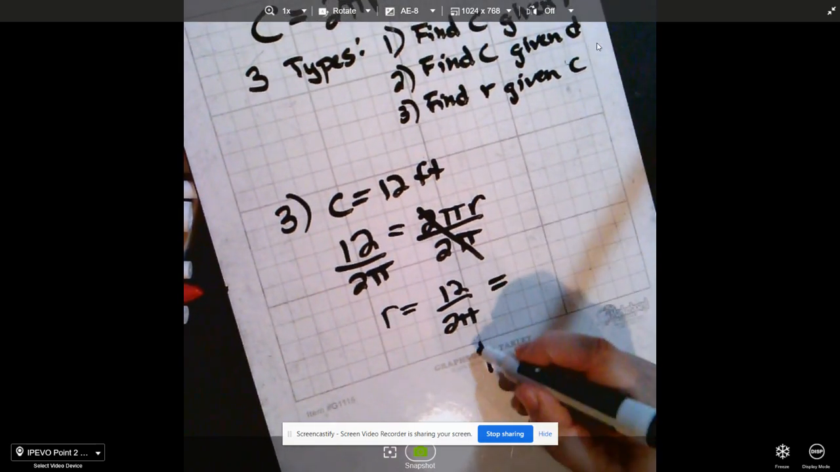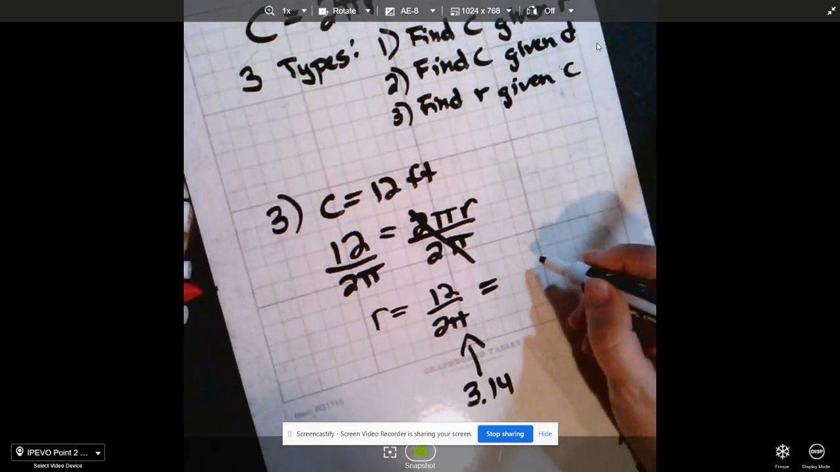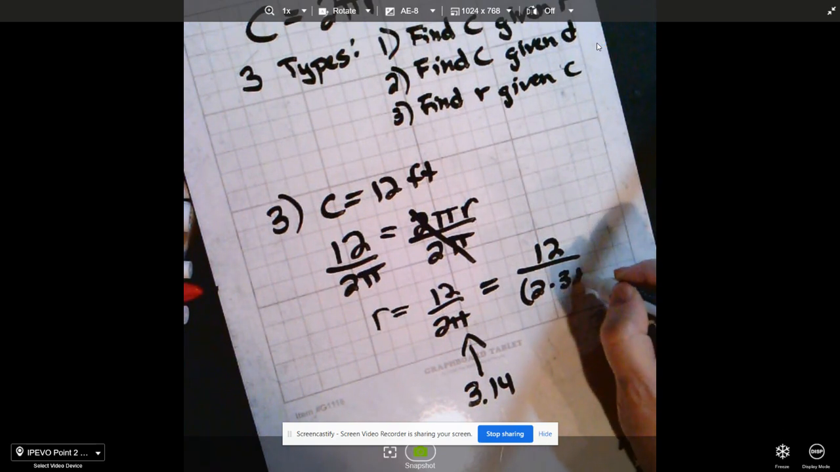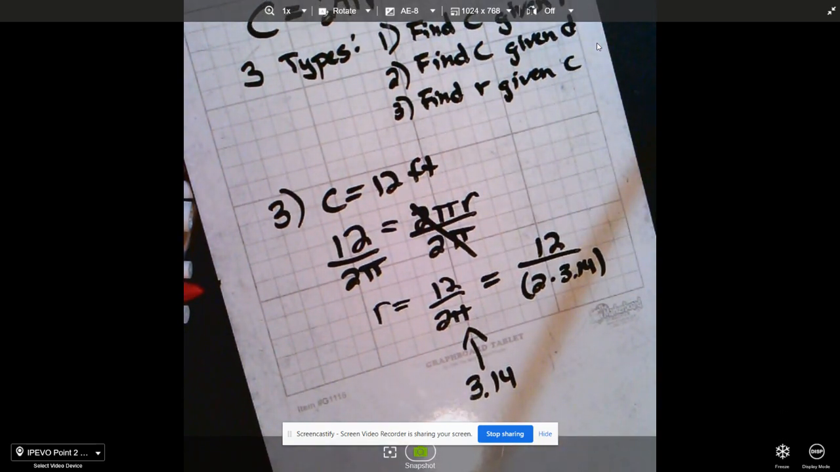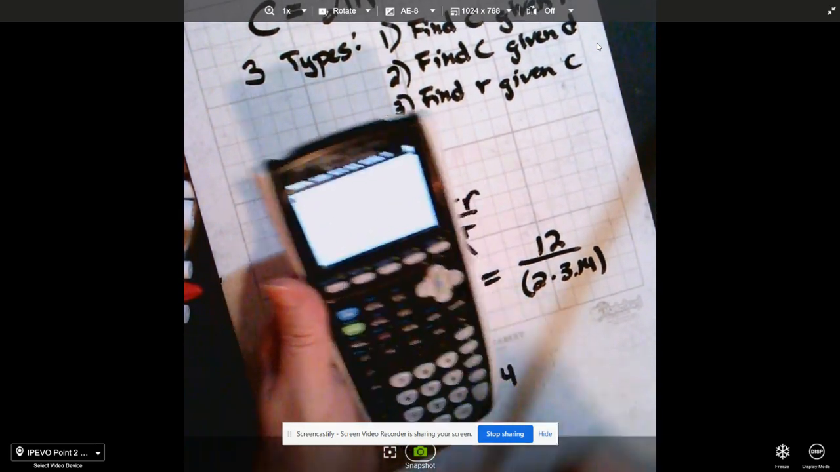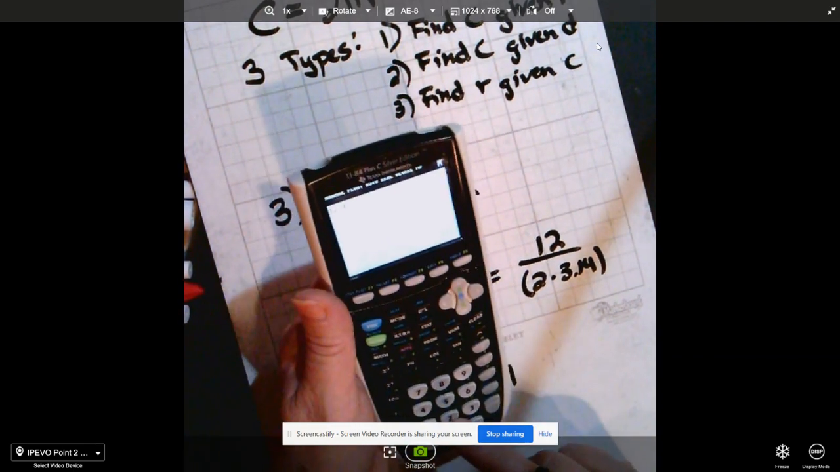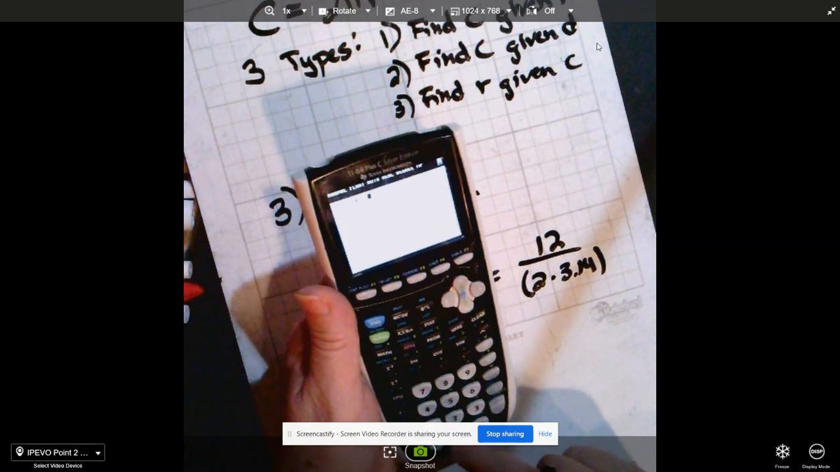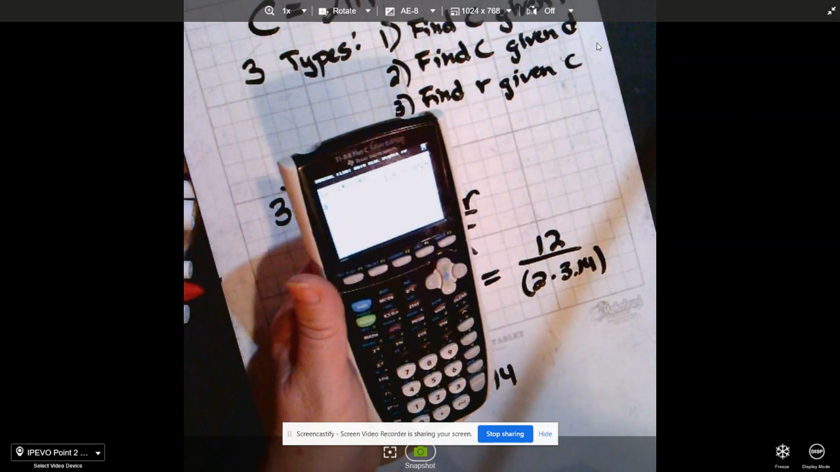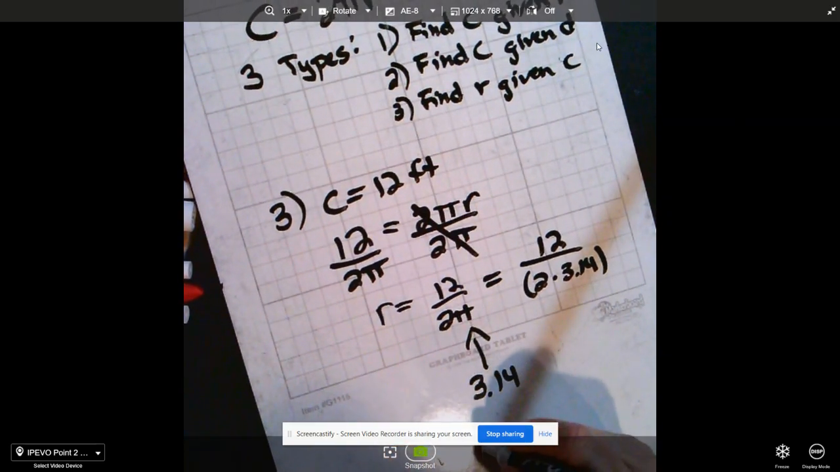So in this case, we're going to substitute 3.14 for pi. So I'm going to put in my calculator 12 divided by 2 times 3.14. So I'm going to go to my calculator, and I'm going to go 12 divided by, and I need to put my denominator in parentheses, 2 times 3.14, and I'll get an answer, and I'm going to round it to the nearest tenths, which will be 1 decimal place. So my answer is the radius is 1.9.